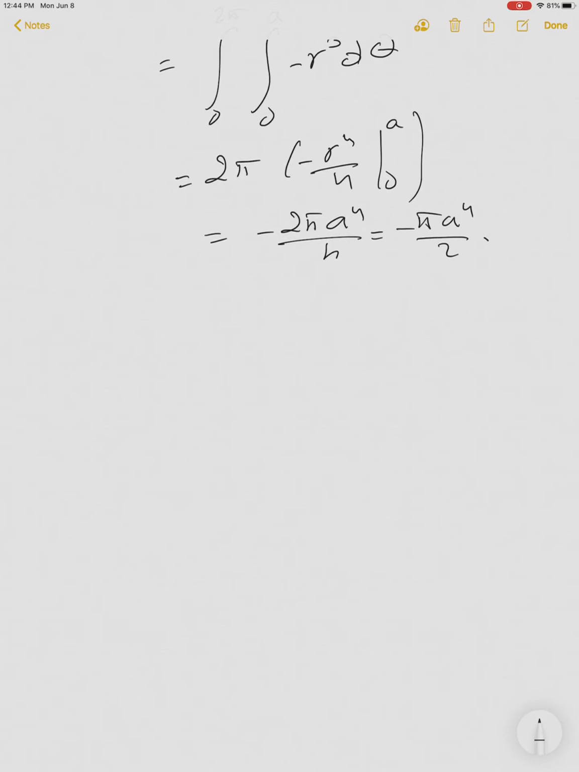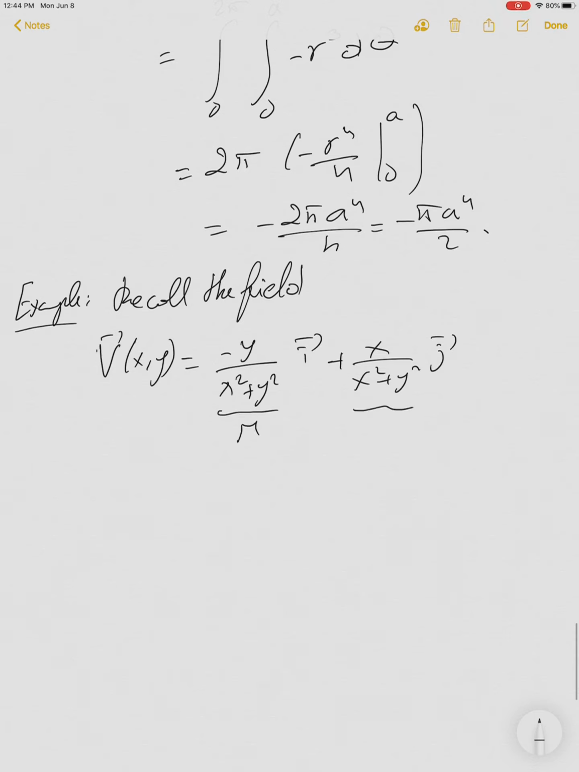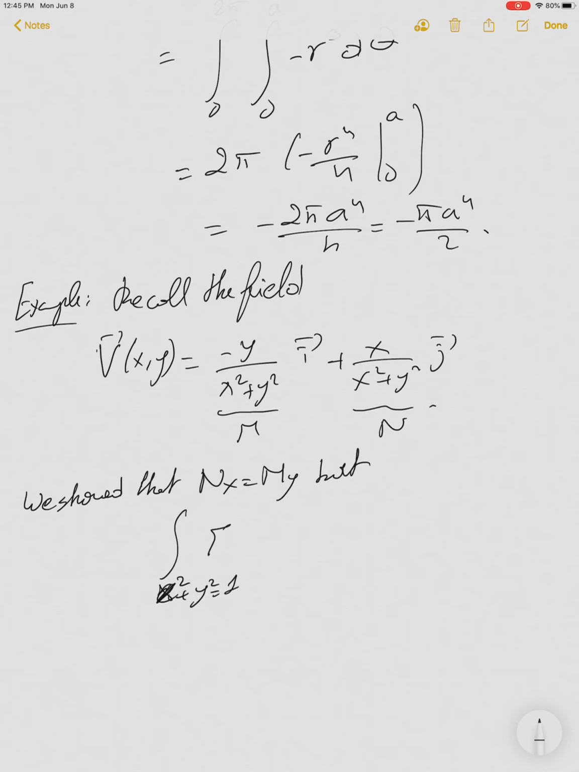We used to do a little bit more advanced example in the recitation. So, example. Now recall the field. I'm not sure I called it V of x y previously. This is from 15.2, a field we are going to use every time: minus y over x squared plus y squared i plus x over x squared plus y squared j. Now if this is m and this is n, we showed the following: nx equals my, but the integral over c, which was in this case x squared plus y squared equal to 1, of f dotted dr equals minus 2 pi.